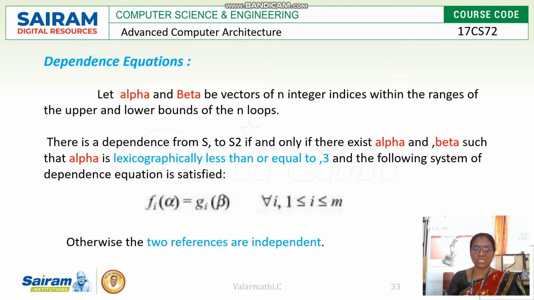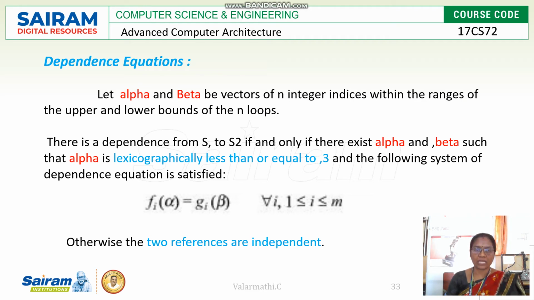So some variables I have taken here. Let alpha and beta be vectors of n integer indices within the ranges of the upper and lower limits of the n loops. So alpha and beta are vectors of n integer indices that are going to be executed in n loops. In that case, for statements S1 to S2, there is a dependence from S1 to S2 if and only if there exist alpha and beta such that alpha is lexicographically less than or equal to beta.